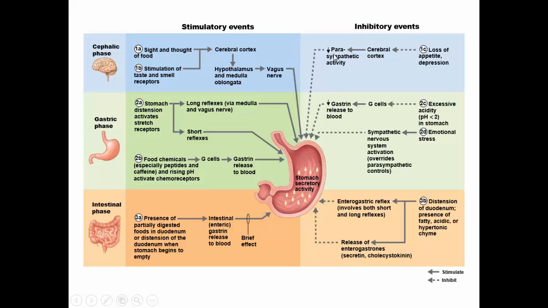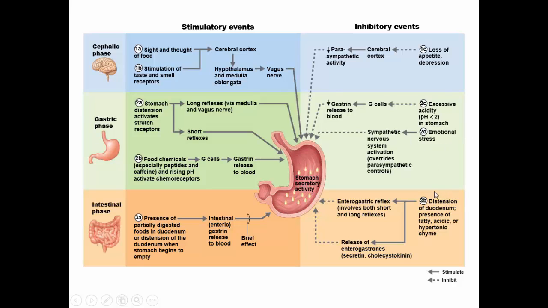On the inhibitory side, if there is a loss of appetite or depression, then the cerebral cortex decreases parasympathetic activity. There are fewer secretions made. If there is excessive acidity in the stomach, the G cells will stop secreting gastrin so that we won't produce any more hydrochloric acid. The sympathetic nervous system can do a similar thing if we're under emotional stress.